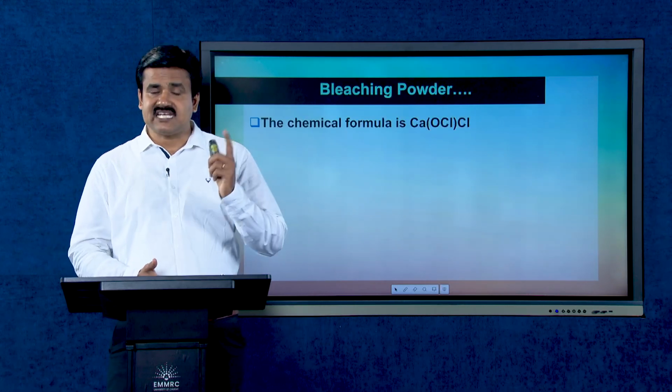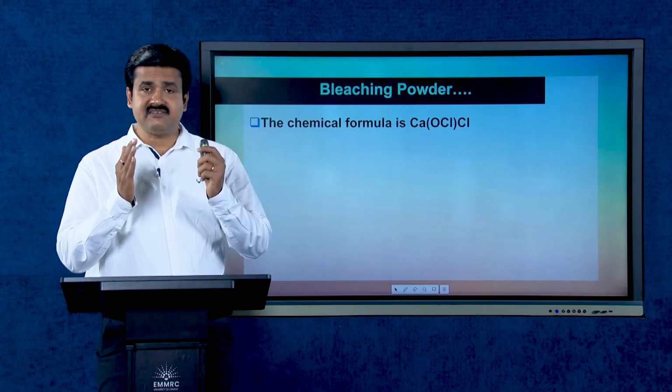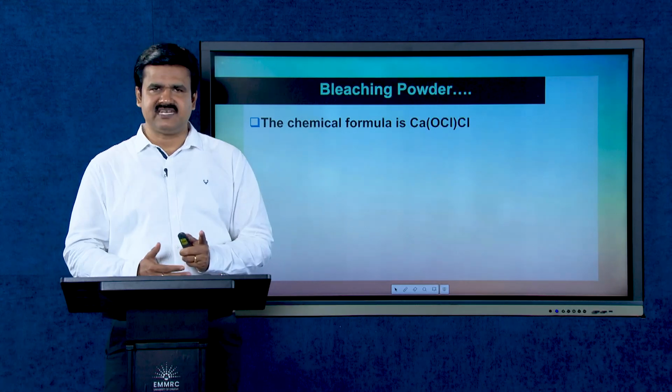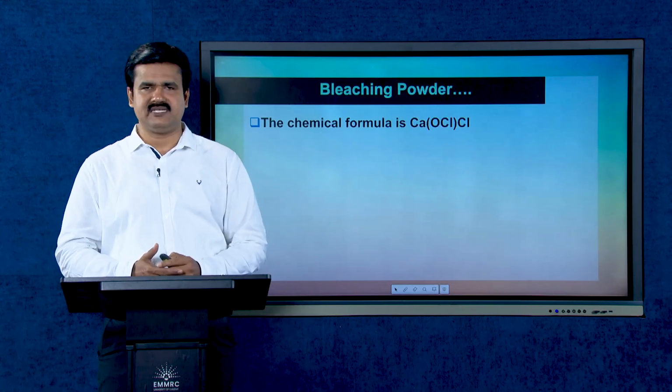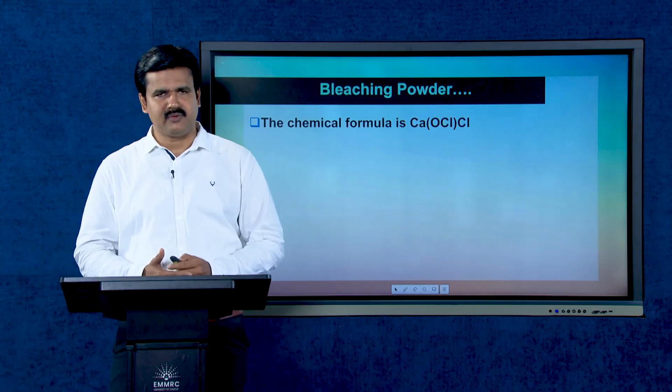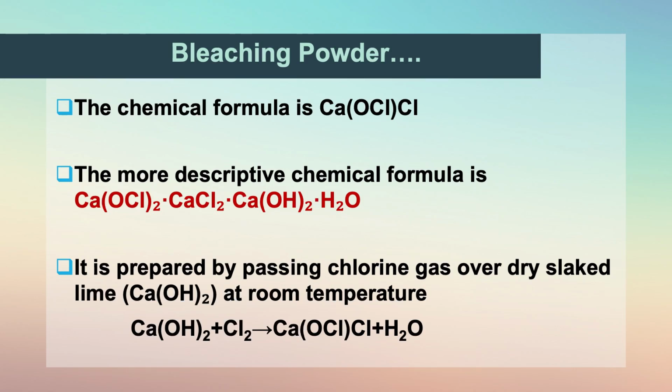Now, the chemical formula of bleaching powder. The active component of the bleaching powder is CaOCl2, that is calcium chloride hypochlorite. This is the exact formula of the active component of the bleaching powder. The more descriptive chemical formula of all components present in a bleaching powder sample can be represented like this: Ca(OCl)2, CaCl2, Ca(OH)2, H2O. This is the complete descriptive formula, and the first one is the chemical formula of the active component in bleaching powder.